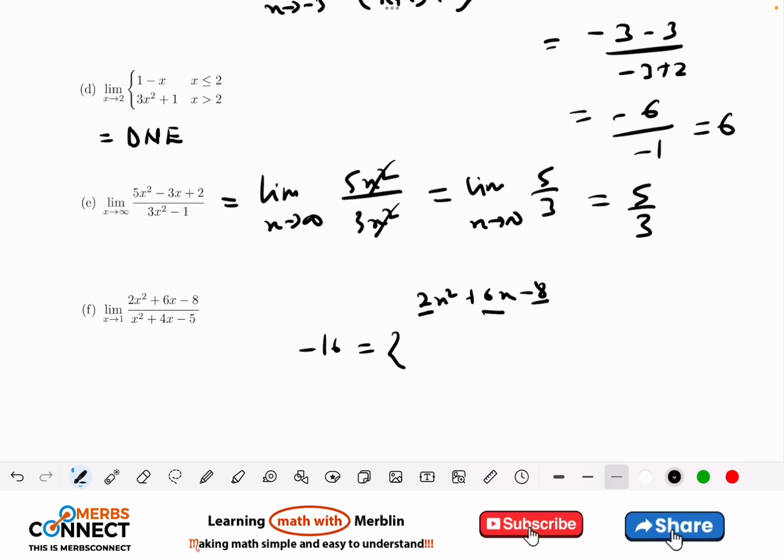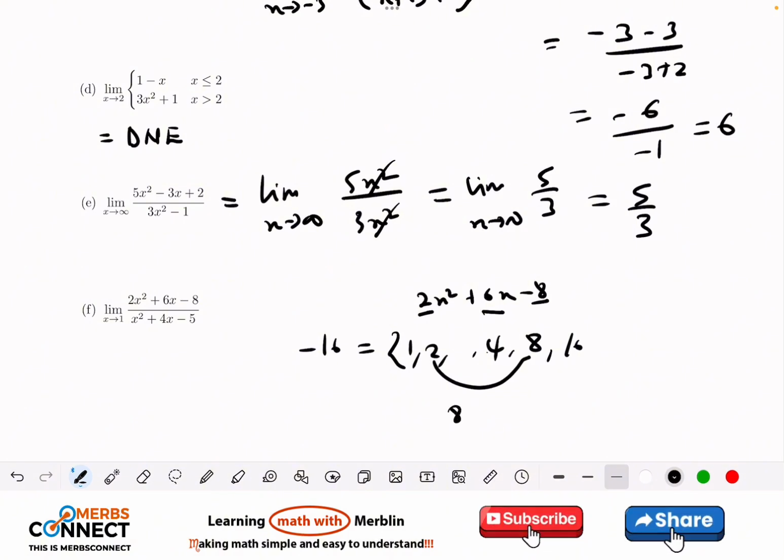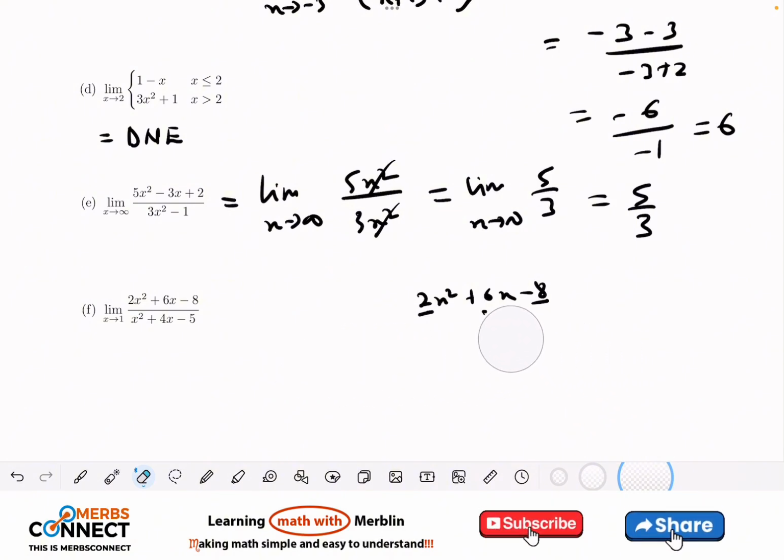So what are the factors of 16? 1, 2, 3, think about 4. 4 times 4 is 16. 3 times what will give us 16? No, 3 is not part of it. Then we can talk about 8, and then the 16. So I think 2 and 8 will help, because 8 minus 2 is equal to 6, and 8 times negative 2 will be negative 16. So 2 and 8 will help.